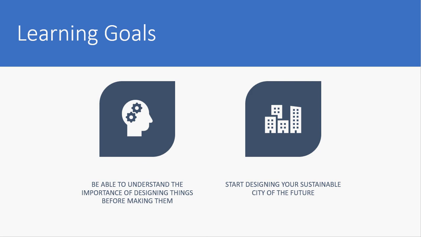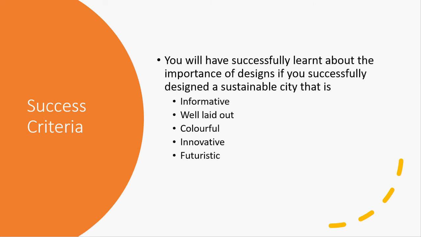So your first learning goal is to understand the importance of designing, and the second learning goal is to make sure that by the end of the week you have designed your sustainable city of the future. That means coming up with innovative ideas that you will include in your designs. But how will you know you've achieved these targets? That's your success criteria. You will know that you have completed my task successfully if you designed an informative, sustainable city.